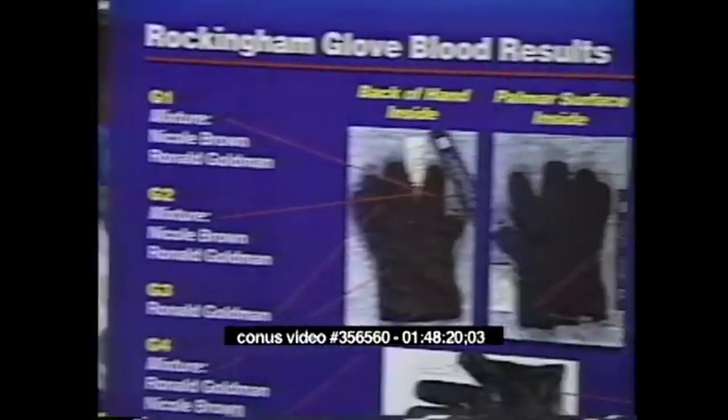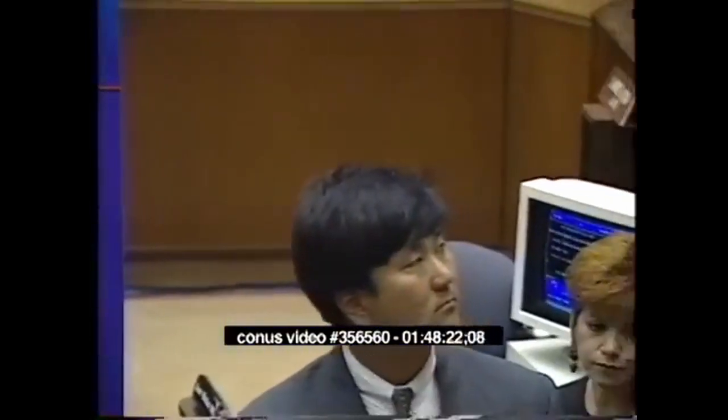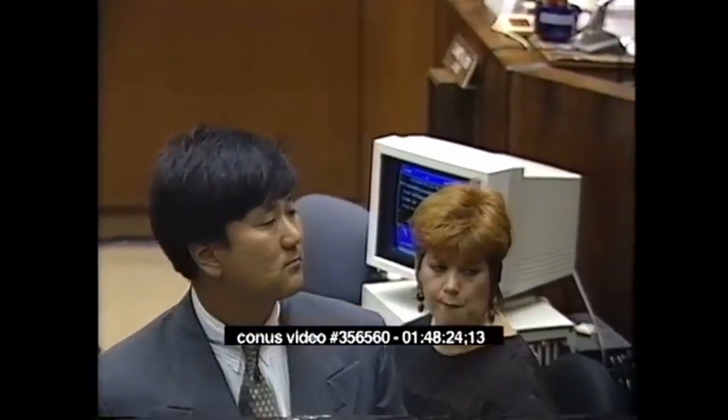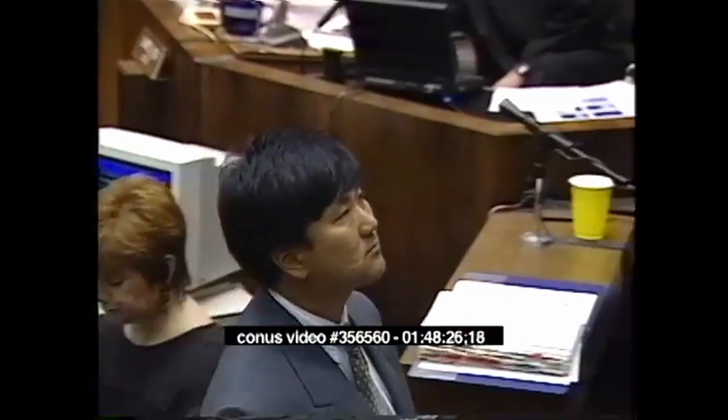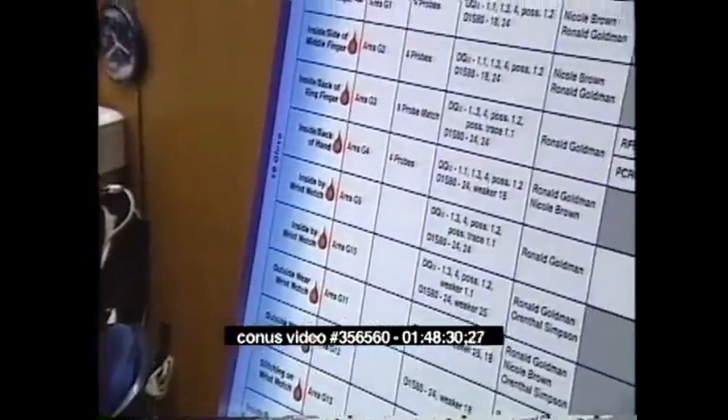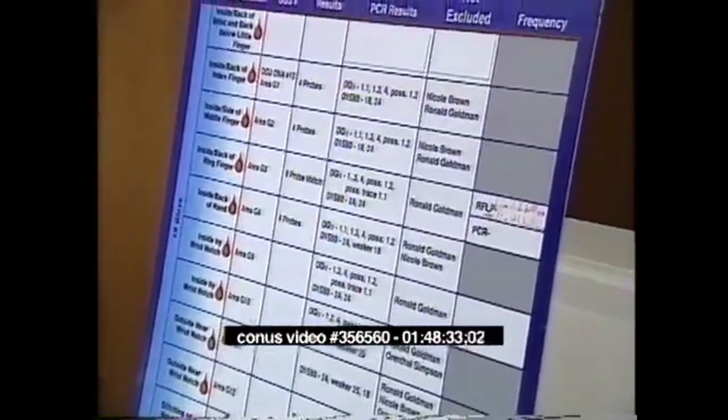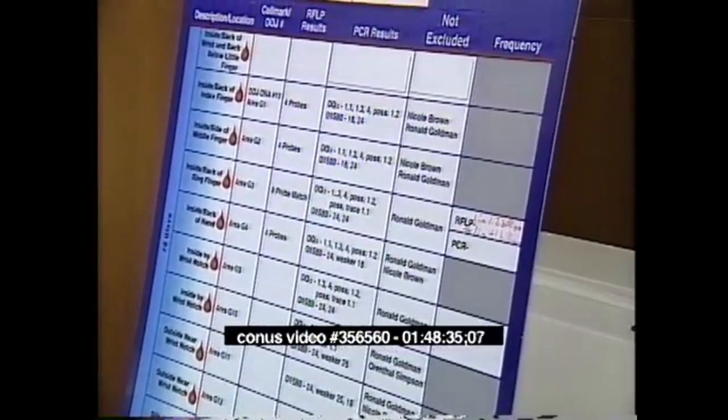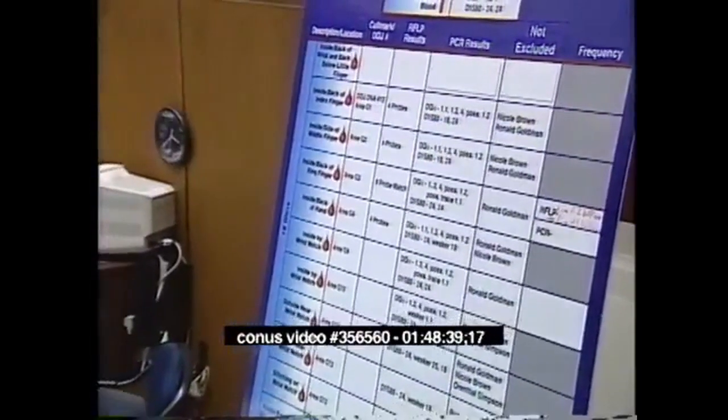If you would, I'm not sure if you could reach it, could you remove from the result board 272A, the cover over PCR results? Can you reach it? No. Somebody tall. It's going to be frozen.